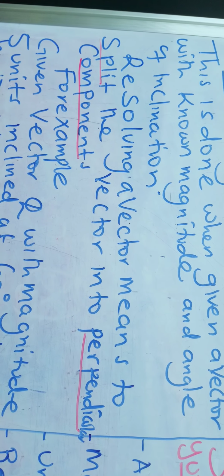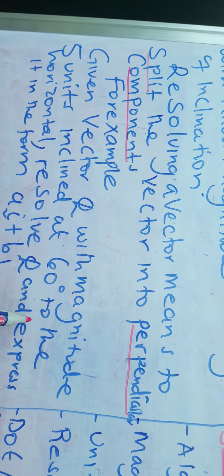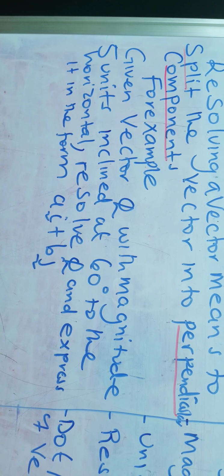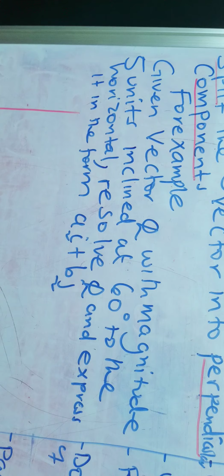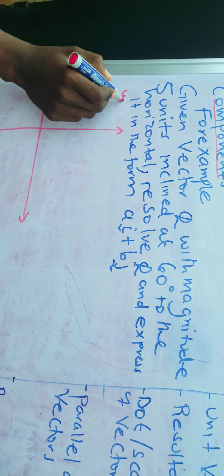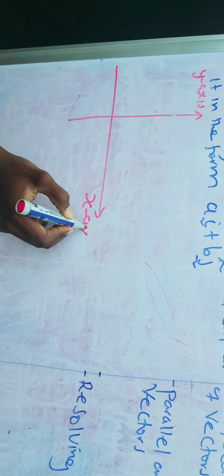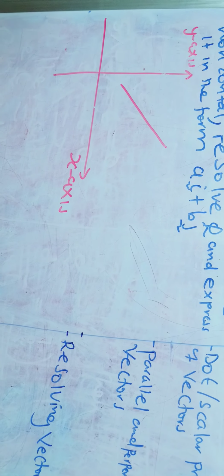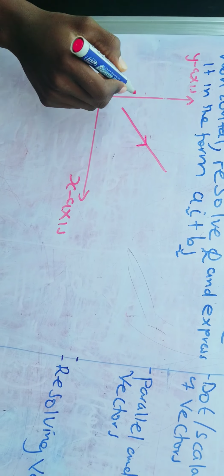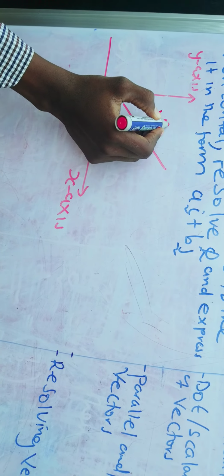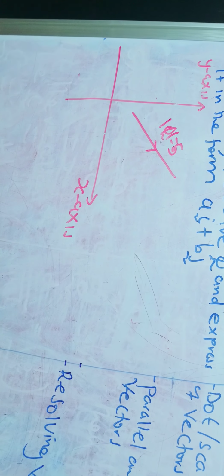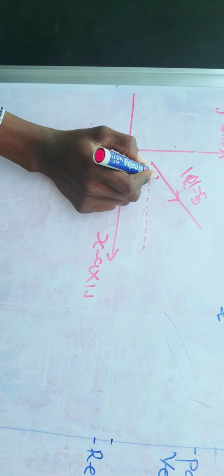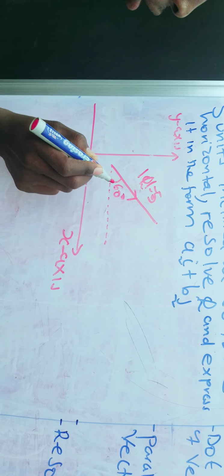For example, given vector Q with magnitude 5 units inclined at 60 degrees to the horizontal, resolve Q and express it in the form Ai plus Bj. So I'm going to assume that if this is my Cartesian plane, this is my y-axis, and this is my x-axis. There is a vector which I've been told looks like this, and they are telling me its magnitude. I'm assuming this is my vector Q, and the magnitude of Q is equal to 5 units. It is acting at an angle of 60 degrees to the horizontal.